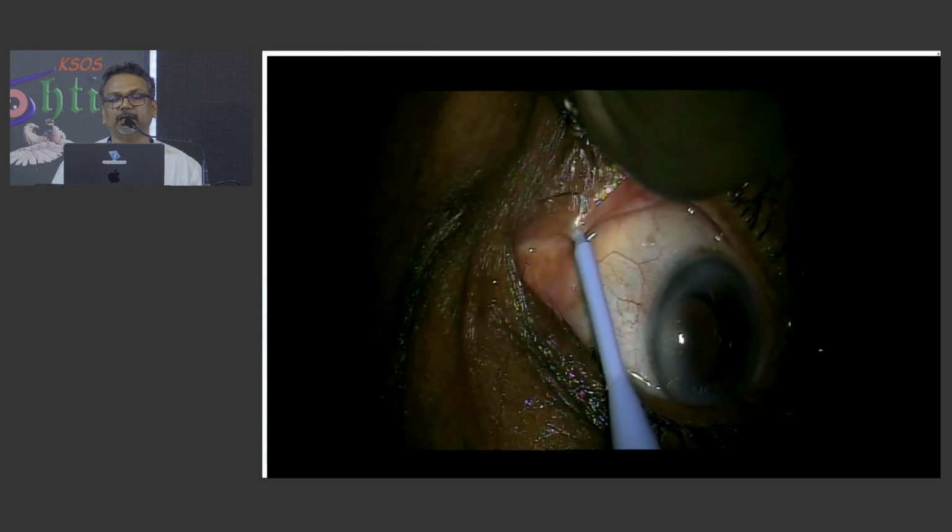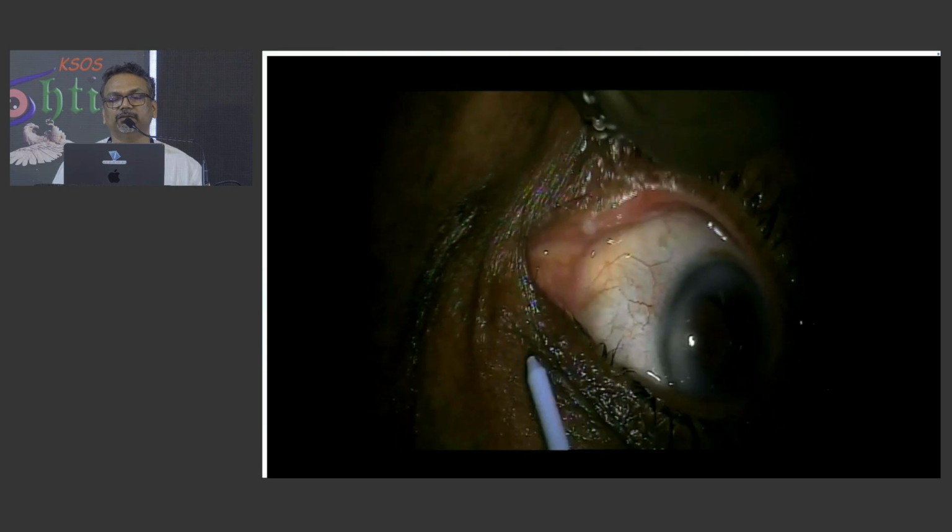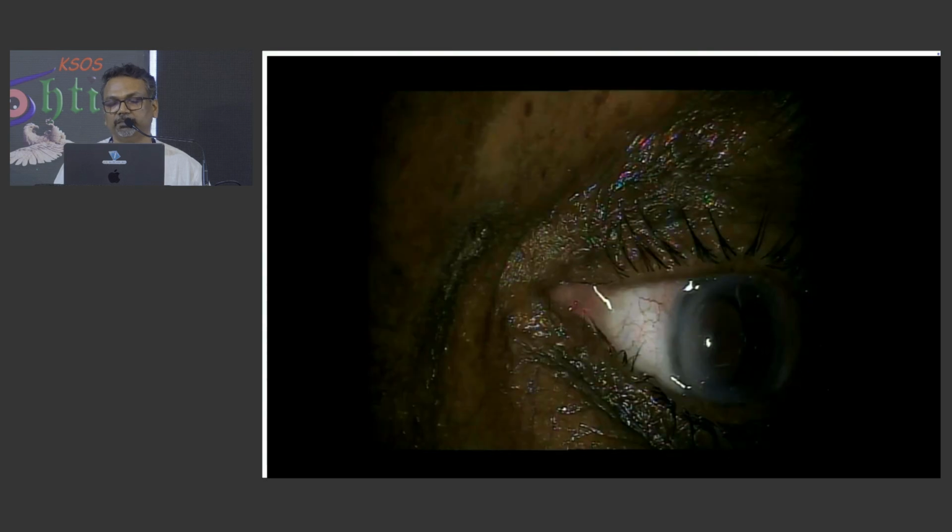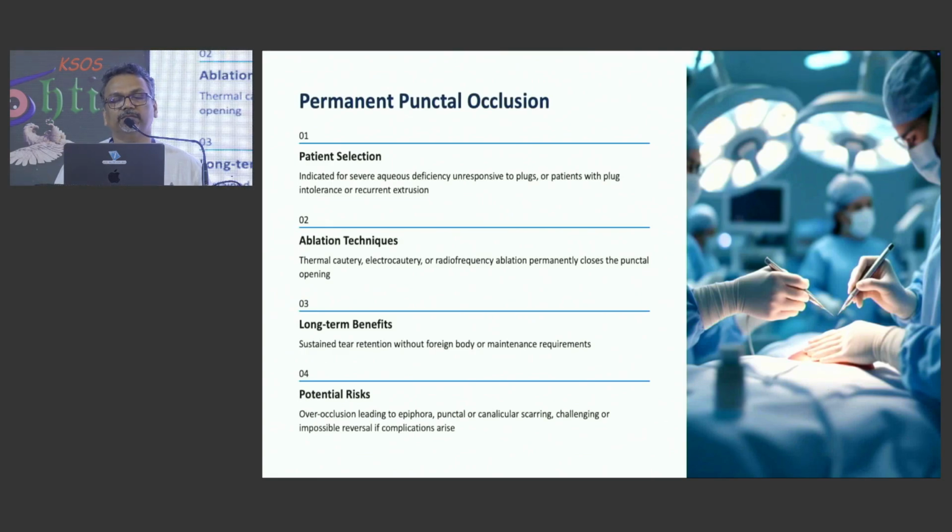This is a very simple procedure. This is a silicone plug which can be implanted in your OPD with the applicator. You can just implant it and keep it there. It improves the tear film retention in the eye, improving the tear film, symptoms and ocular surface as such. Then permanent punctal occlusion is indicated in severe aqueous deficiency unresponsive to plugs or intolerant.